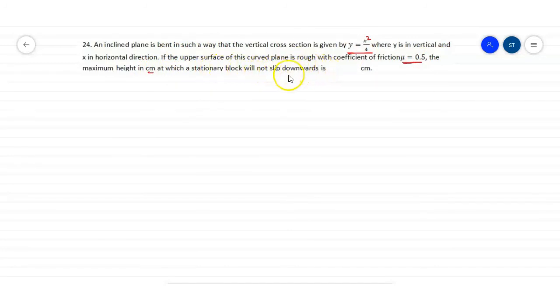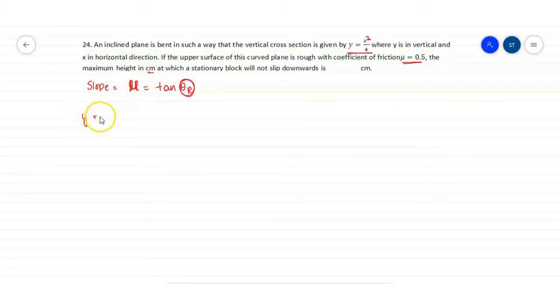See, at maximum height we can say that the block will be experiencing the maximum force, or it is limiting friction. Or we can also say that the slope of the curve will be equal to mu, or this will be equal to tan theta r. Theta r is the angle of repose. So slope of the curve has to be mu at the maximum height.